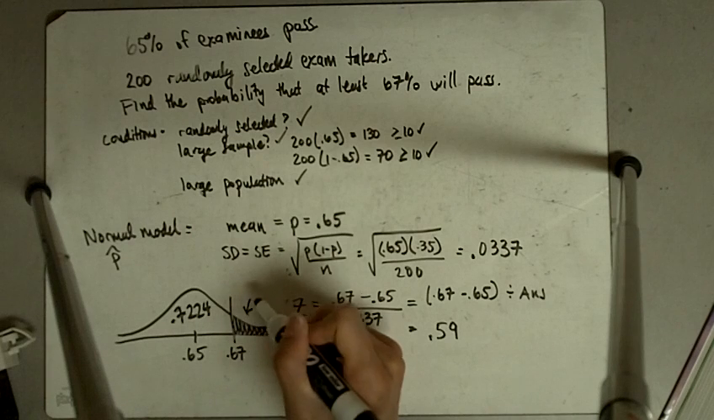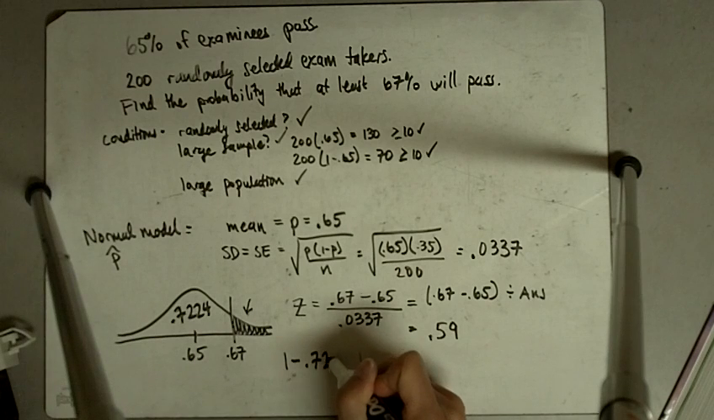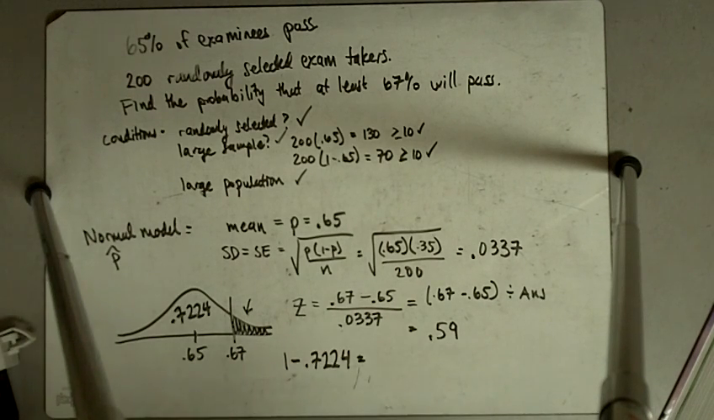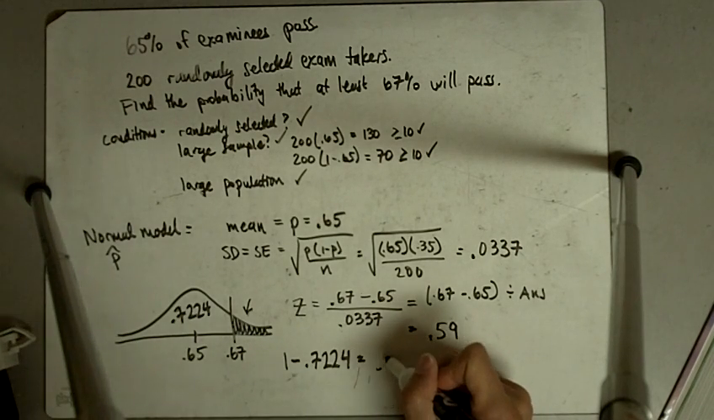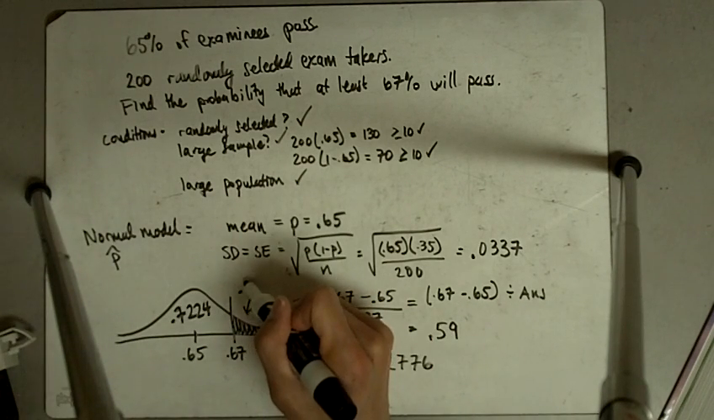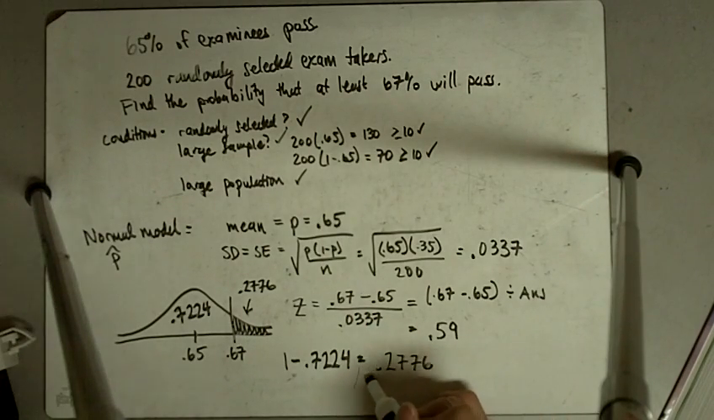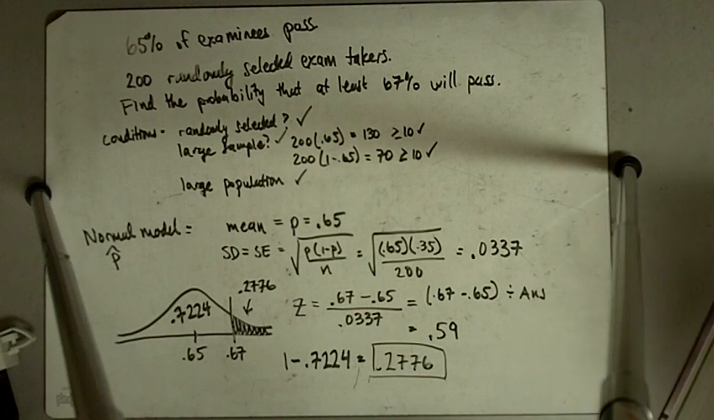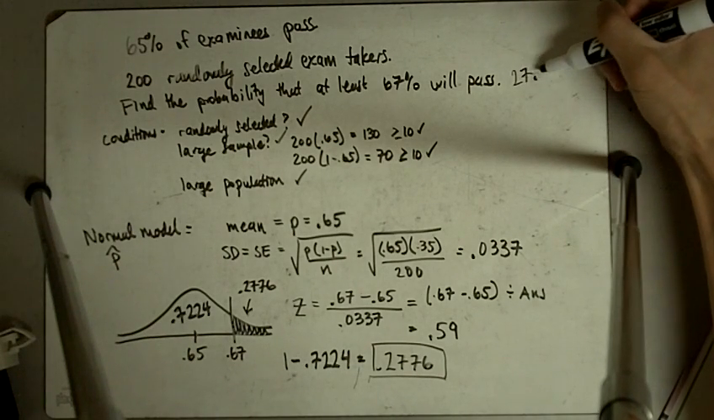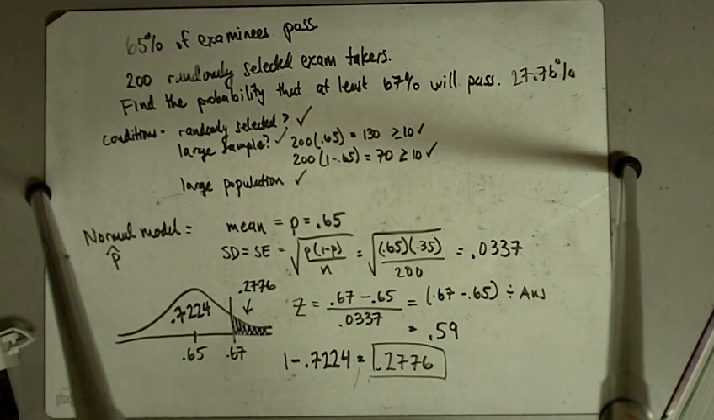So the area over here is going to be 1 minus that. I have to subtract that from 1. So 1 minus 0.7224 is 0.2776. That's this area over here. So what's the probability that at least 67% will pass? 27.76%, based on our normal model and z-table that we were using here. Great.